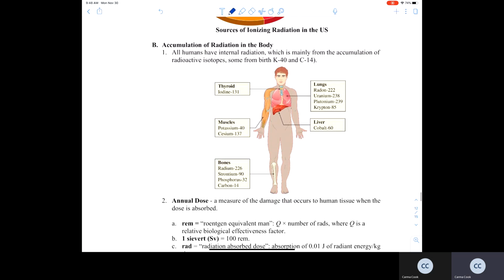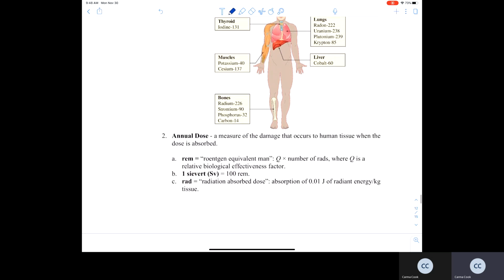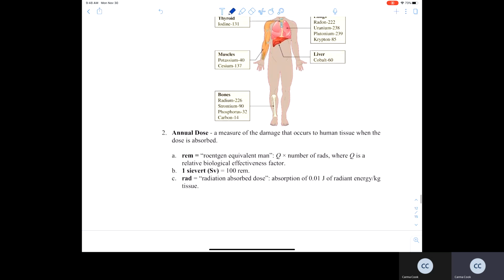And so where does ionizing radiation accumulate in the body? Your thyroid gland has the ability to absorb iodine-131, which is radioactive. Your lungs have the ability to absorb radon, uranium, plutonium, krypton. Your liver has the ability to absorb cobalt-60. Your muscles can absorb potassium-40, cesium-137. Bones can absorb many different radioactive elements: radium, strontium, phosphorus, and carbon-14.